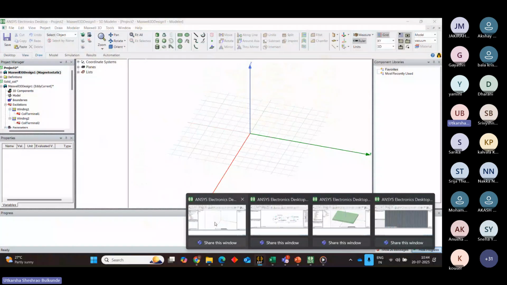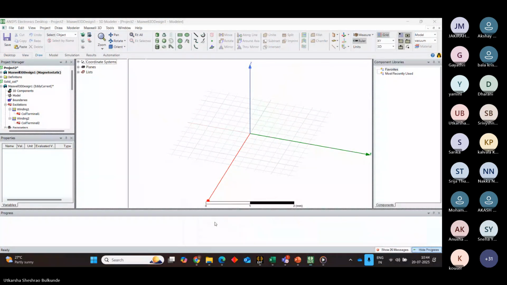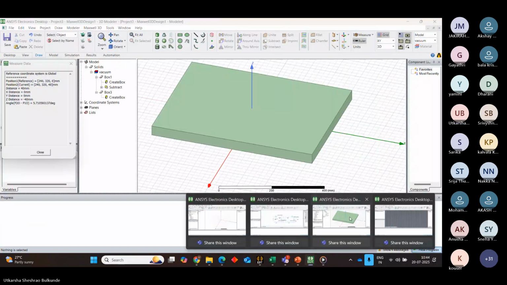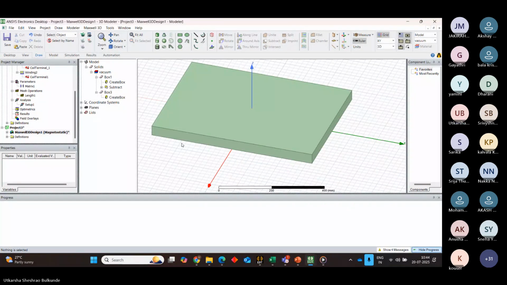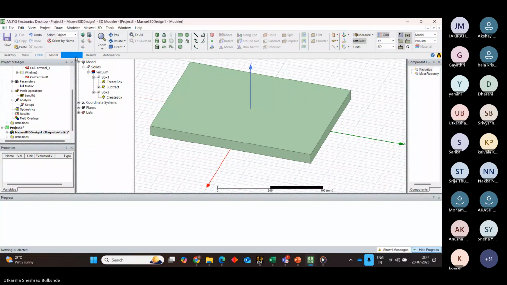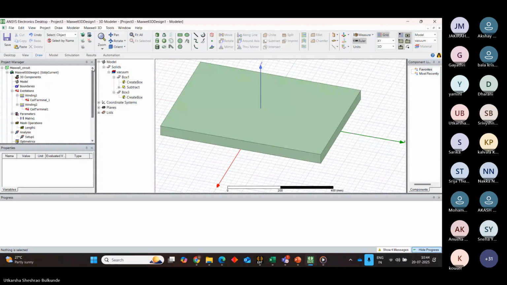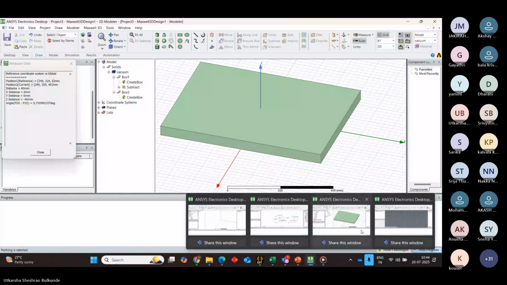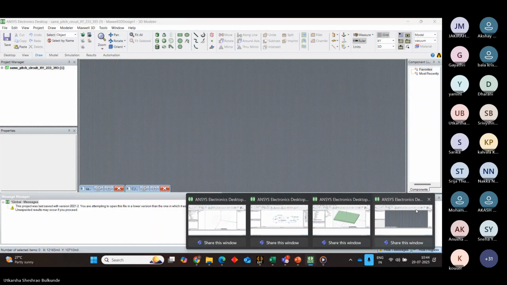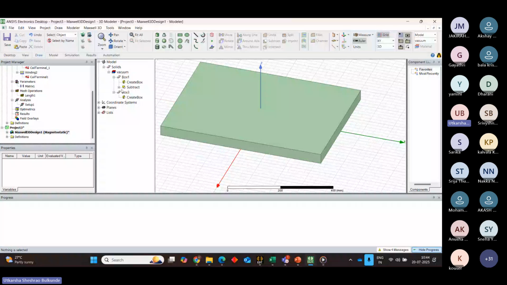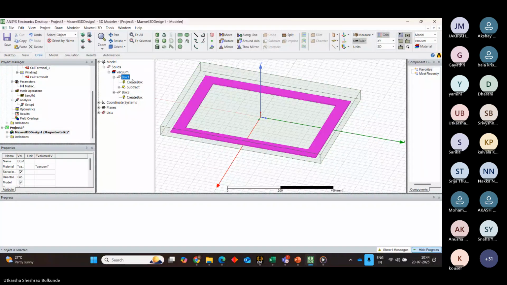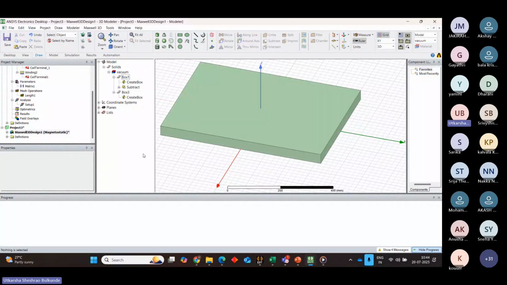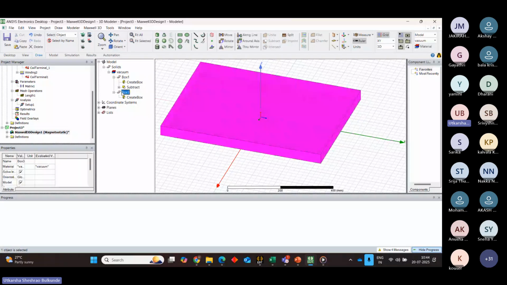We just draw a coil, right? I'm not understanding where it went. Okay, fine, we will draw it again. It will not take much time. Okay, sorry. So this block I have drawn for ferrite, I forgot.